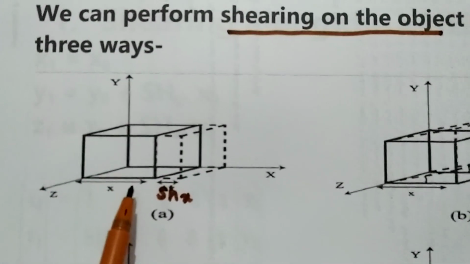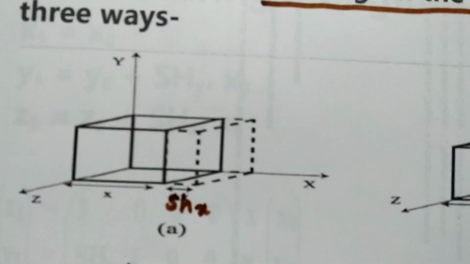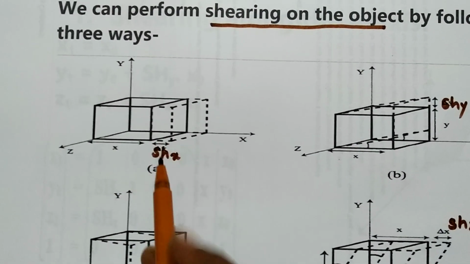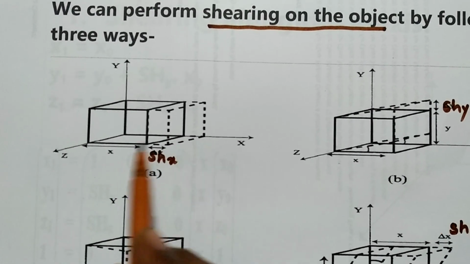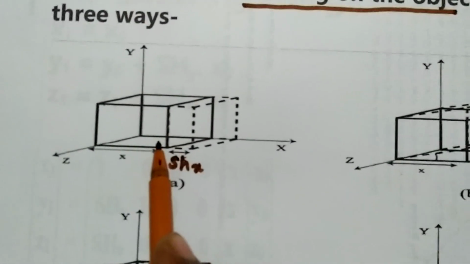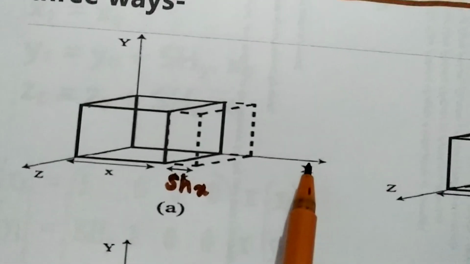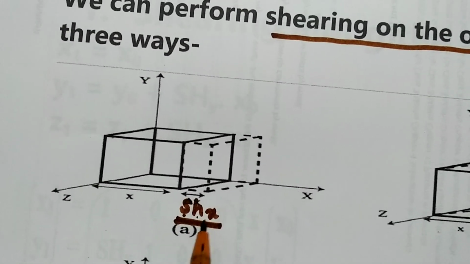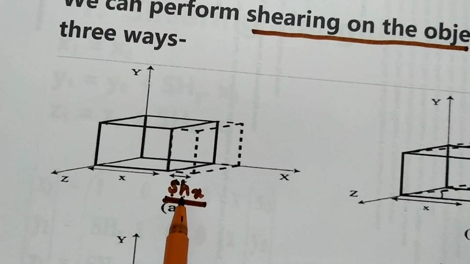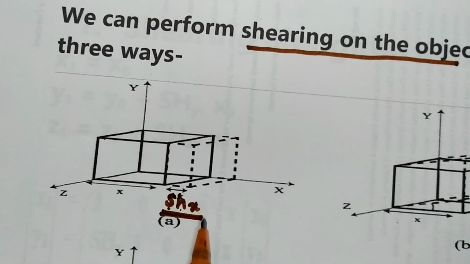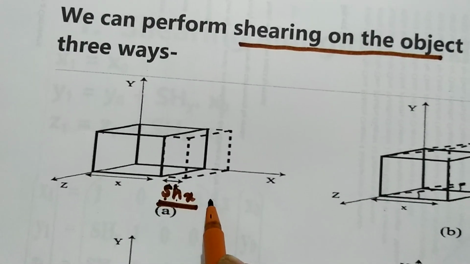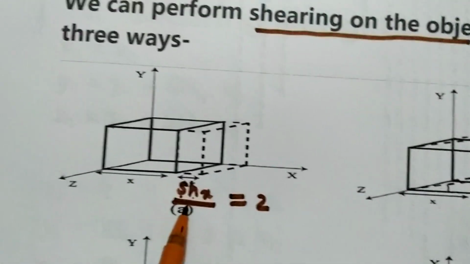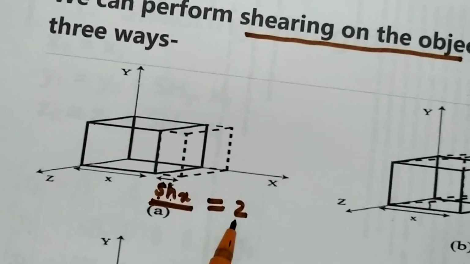Here, the square object lies on an x, y, z plane. This is the original object. The dotted line shows the object after the shearing technique. While performing shearing on an object along the x-axis, we require a shearing parameter called SHX. This is the shearing parameter along the x-axis. Suppose you want to change the size of an object by 2 points along the x-axis, then your shearing parameter along the x-axis becomes 2.